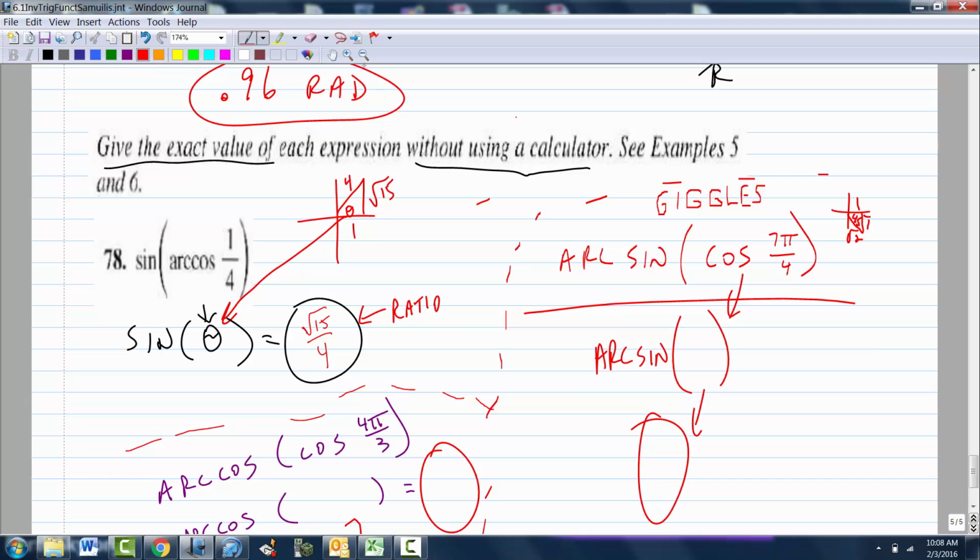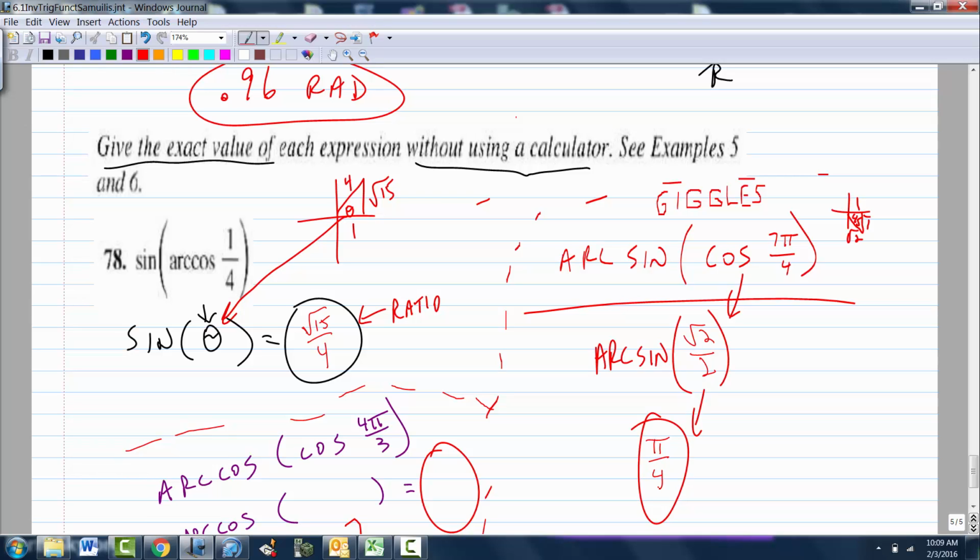Okay, just for giggles. See it? Now I can ask this because there's nothing about restrictions. I can cosine any angle I want. What's the cosine of 7 pi over 4? Root 2 over 2. Now I arc sine that. What's the arc sine of root 2 over 2? Restrictions! 45 degrees, in what quadrant? It's a positive ratio, so what's the answer? 45 degrees, or it depends if it's radians or degrees.